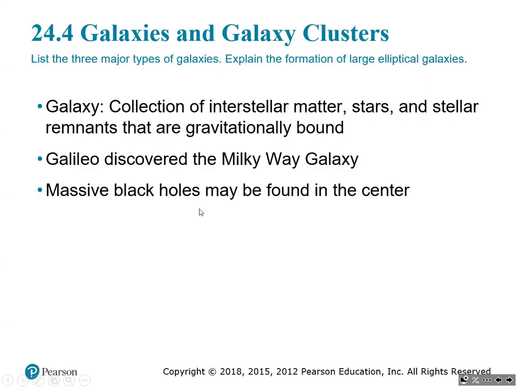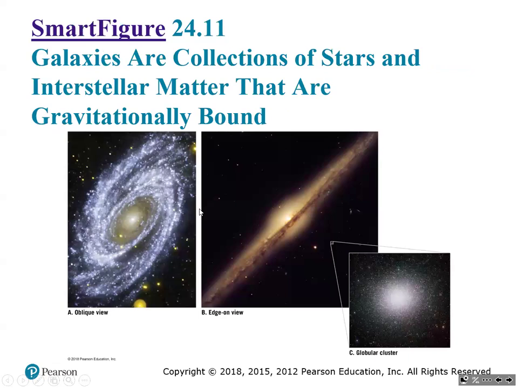And the centers of galaxies, as far as we can tell, all galaxies have a supermassive black hole in their center. For example, our galaxy has one that's about 4 million times the mass of the sun. It's called Sagittarius A star. And now all other galaxies also have a supermassive black hole in the center. So they're collections of stars and interstellar matter that are gravitationally bound.